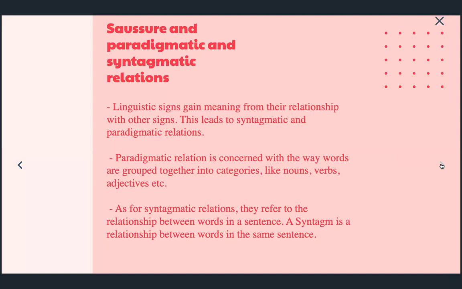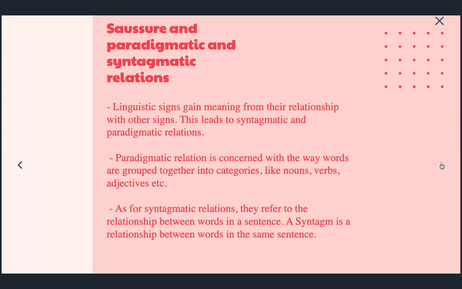As for syntagmatic relations, they refer to the relationship between words in a sentence. A syntagm is a relationship between words in the same sentence. Synonymy refers to words with similar meanings. For example, A is similar to B, large is similar to huge, gigantic, and so on. Antonymy refers to words with opposite meanings. A is the opposite of B. Example, big is the opposite of small.